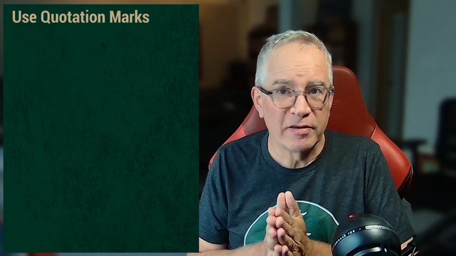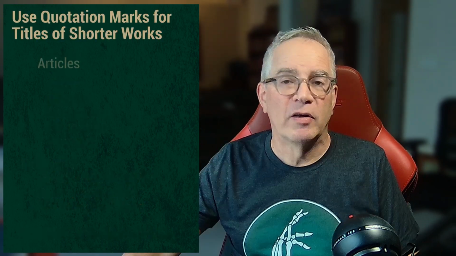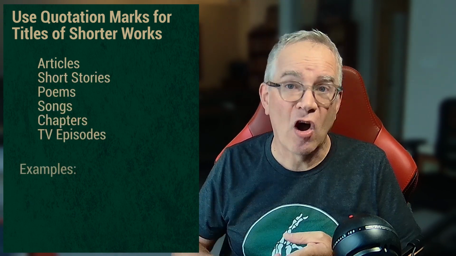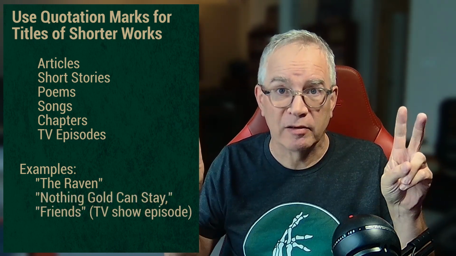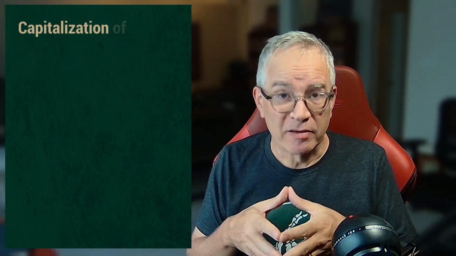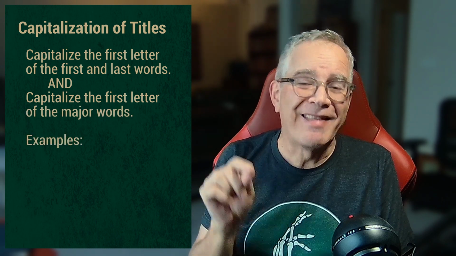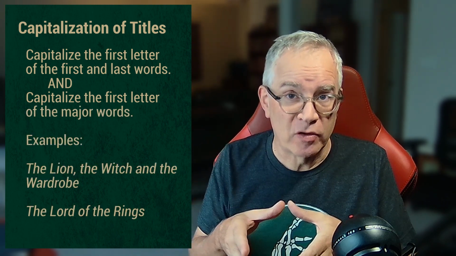You put the titles of shorter works in quotation marks. The smaller things, the titles of articles, short stories, poems, songs, and book chapters, they all go in quotation marks. Another thing about titles, the titles of big things and small things, you need to capitalize them properly. You need to capitalize the first word and the last word of every title. And then you need to capitalize all the major words in the title.